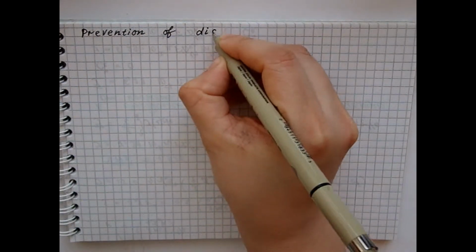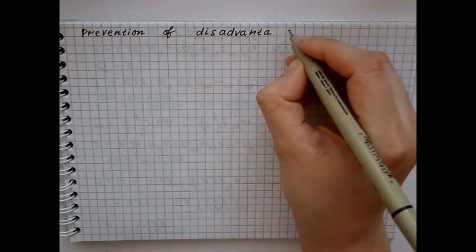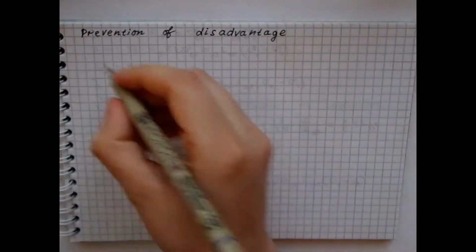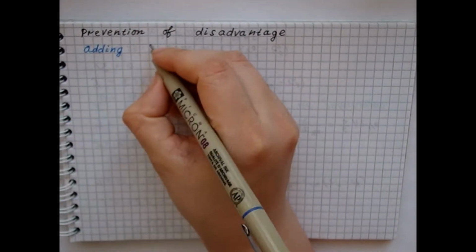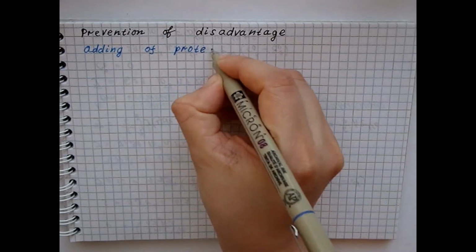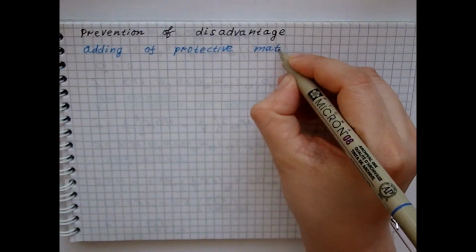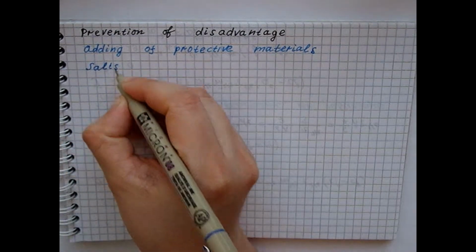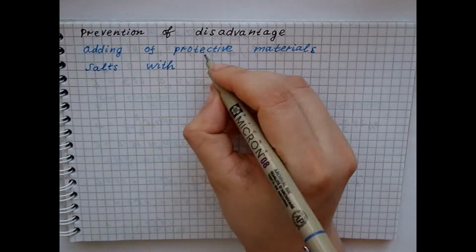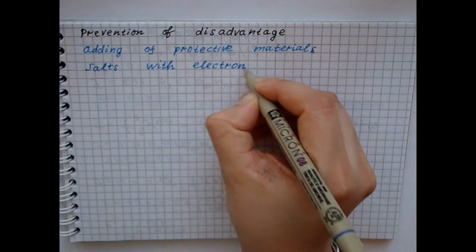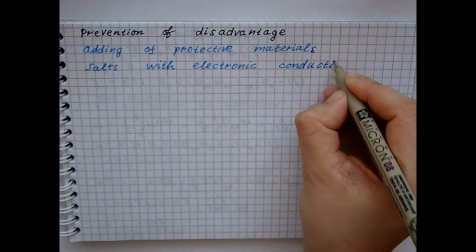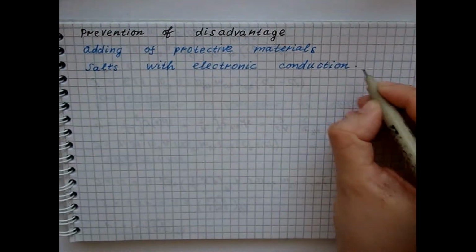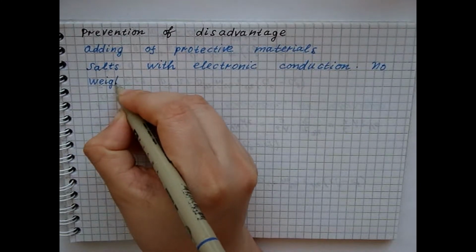To prevent this phenomenon, tablets of other protective materials through which dendrites did not penetrate were sequentially included with the investigated materials. Some salts were discovered that have purely electronic conductivity. When the current passed through such substances, no changes in the masses of the tablets and electrodes occurred.